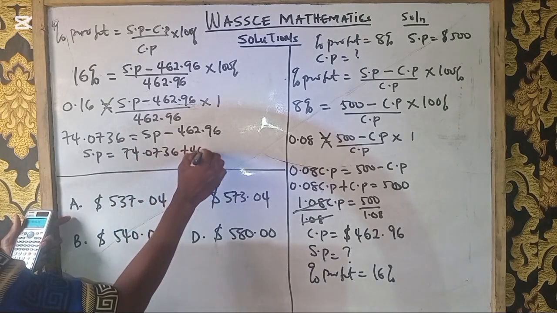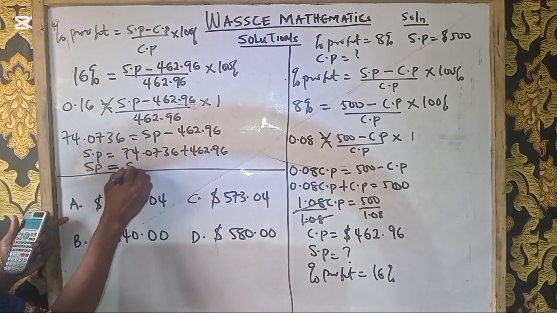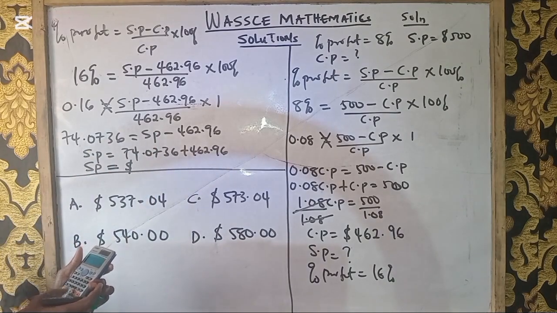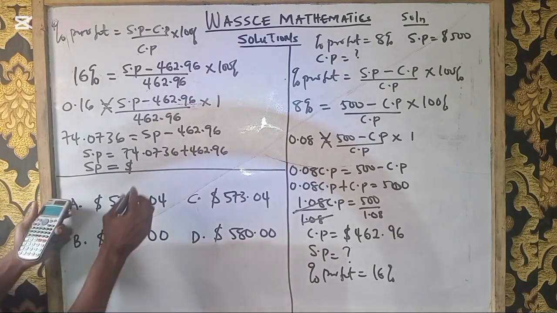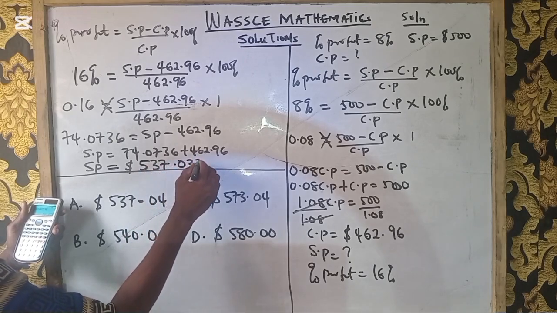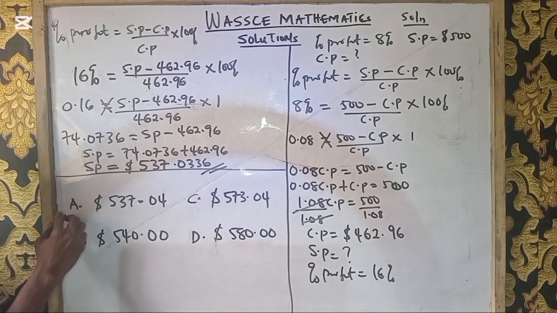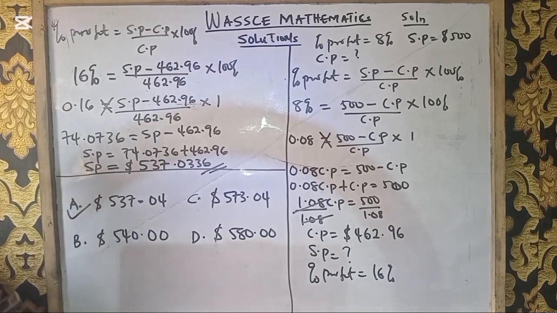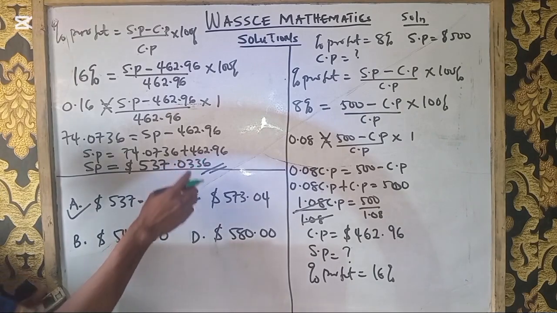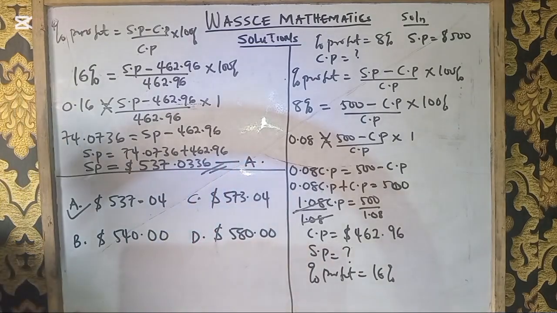74.0736 plus 462.96. So selling price will now be equal to, in dollars, let's add that together, 74.0736 plus 462.96. What I have here is 537.0336 as our new selling price. So the answer is option A. You understand that? So the right answer is option A. That's the new selling price.